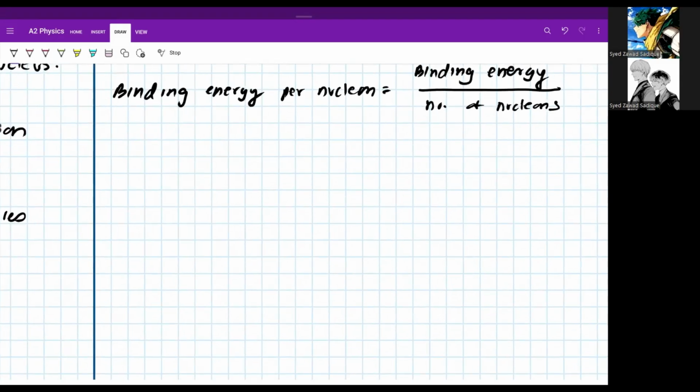One thing to note here is, more binding energy per nucleon, more stable nucleus. Right, moving on.